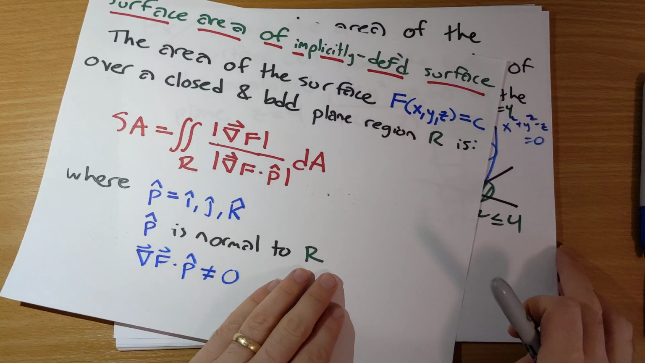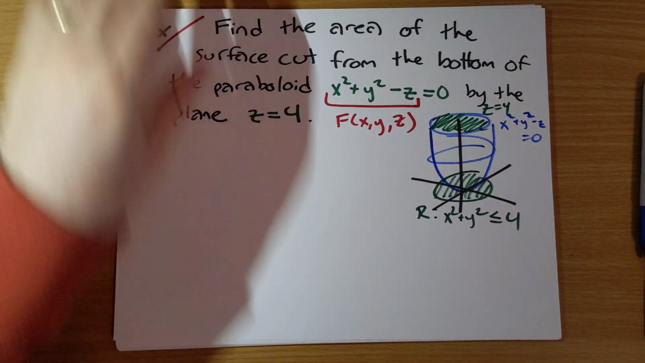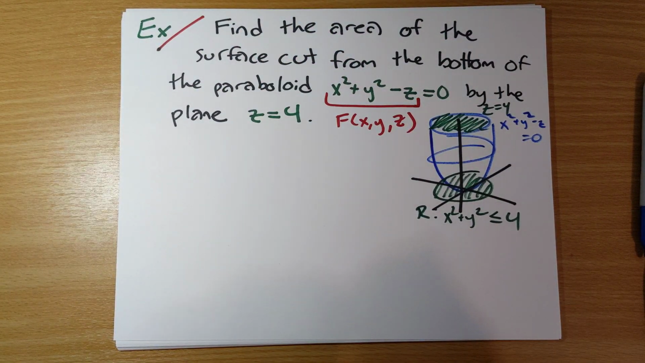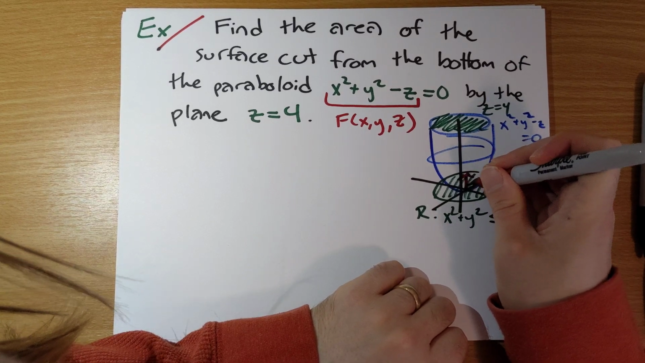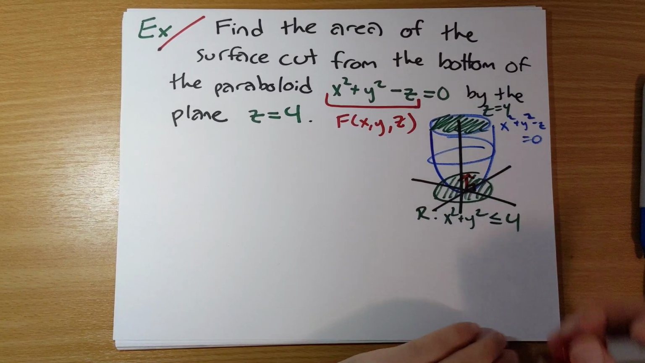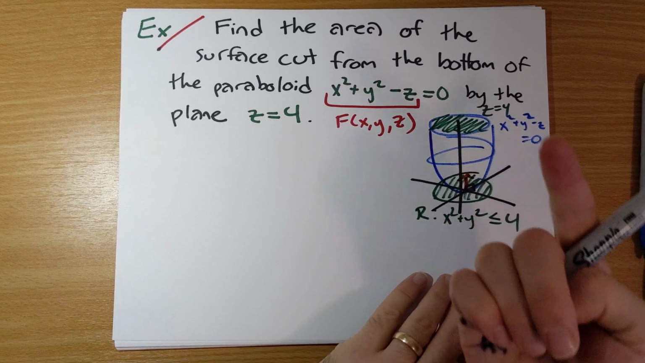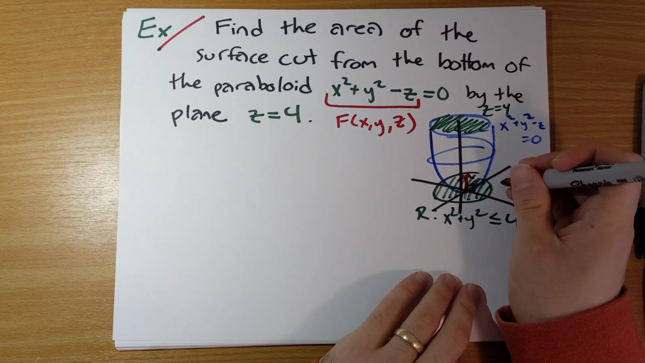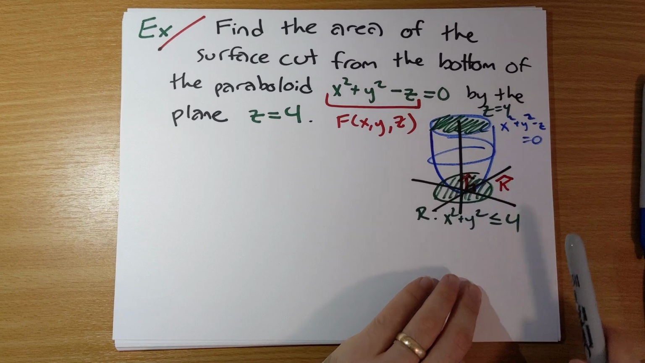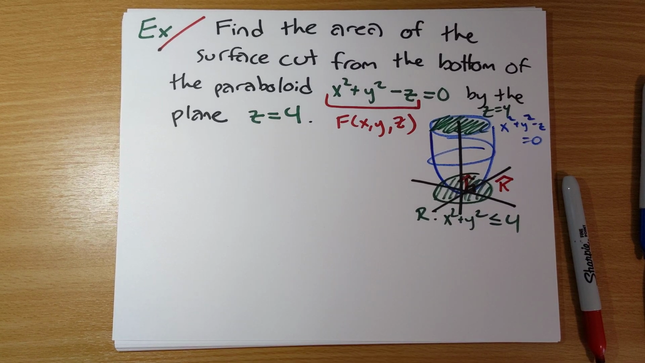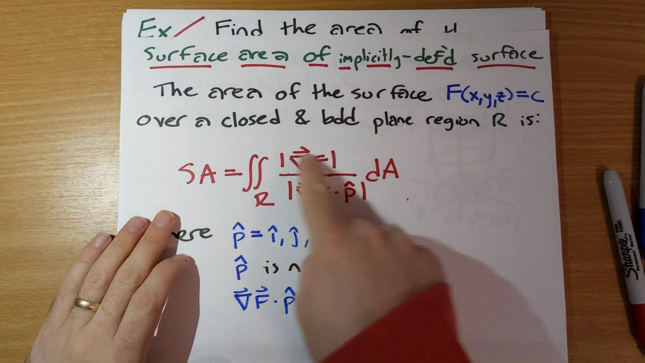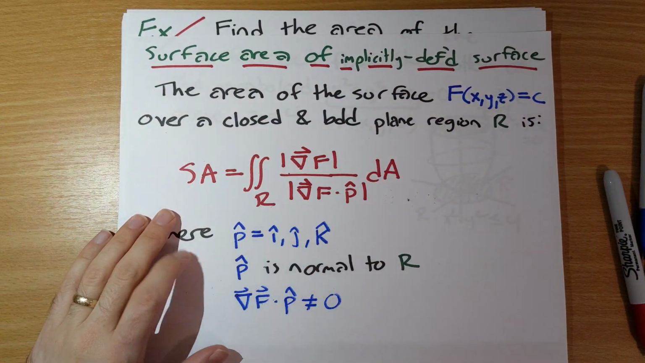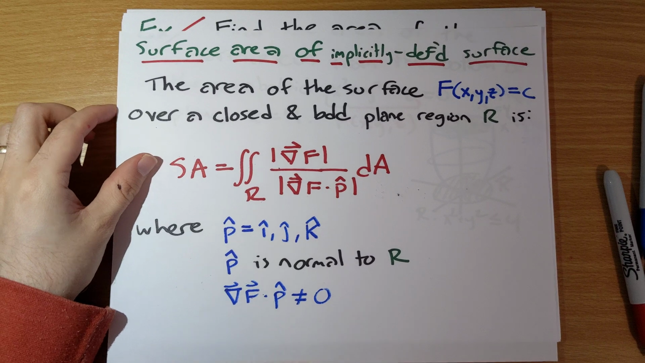What is p here? What is p hat? Well, p hat needs to be a unit vector that's orthogonal to our region here. And what vector is pointing in the positive z direction? That would be k hat. So let's use this formula here. I think we have everything filled in here. We'll be using p hat is k hat here.